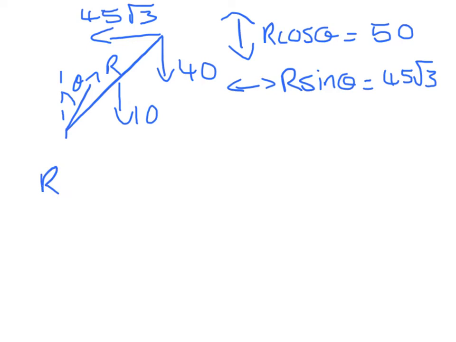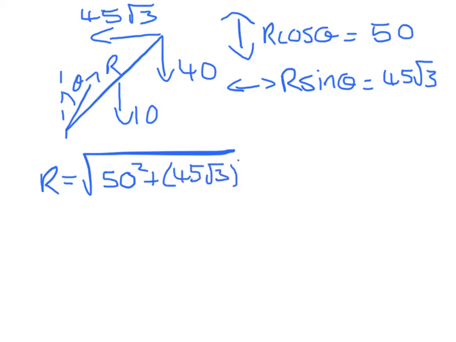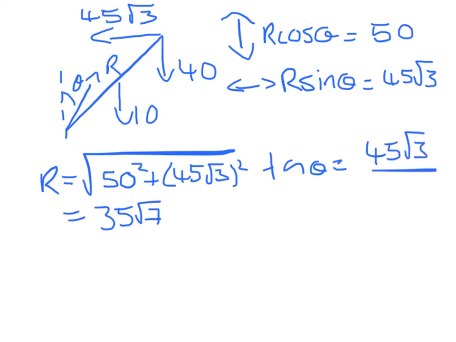I'm going to use Pythagoras to find R. So R is the square root of 50 squared plus 45 root 3 squared, 35 root 7. And the tan of the angle will be the sine, so that's 45 root 3 divided by the cos, which is 50, and that gives us an angle of 57.3 degrees to 3 significant figures.